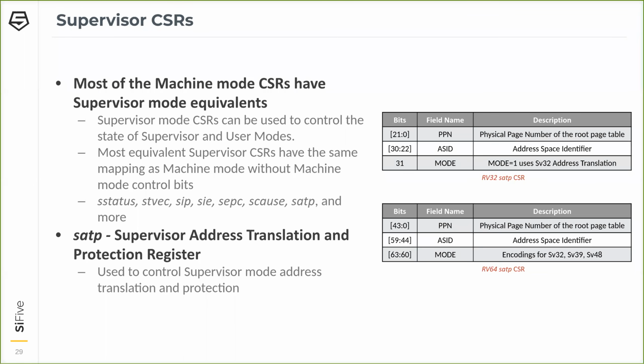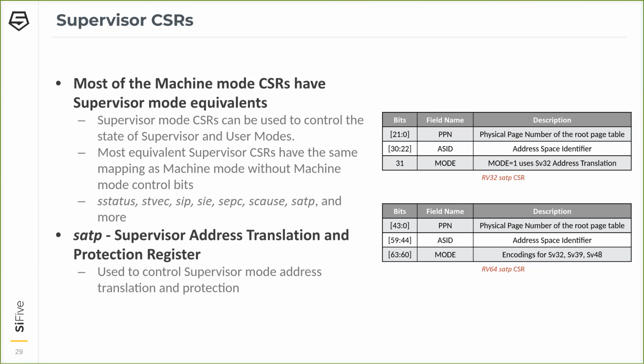So I mentioned earlier that specific modes in RISC-V have their own CSRs. Well, most of the machine mode CSRs have supervisor mode equivalents. And supervisor mode CSRs are used to control the state of supervisor and user modes. So just like we had MStatus, there's also an SStatus equivalent. And then as far as interrupts are concerned, STVec, trap vector, and interrupt pending and interrupt enable are all mirrored in supervisor mode. And I'll talk about those registers in the interrupt section.